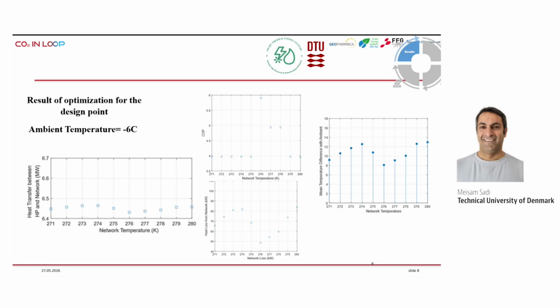Also, about the other results, we can see here that the COP of the unit is maximized when the temperature is 276 Kelvin, and the heat transfer between the decentralized heat pumps and the network is minimized in this case. In addition, we can see the heat loss from the network is also minimized for this temperature.